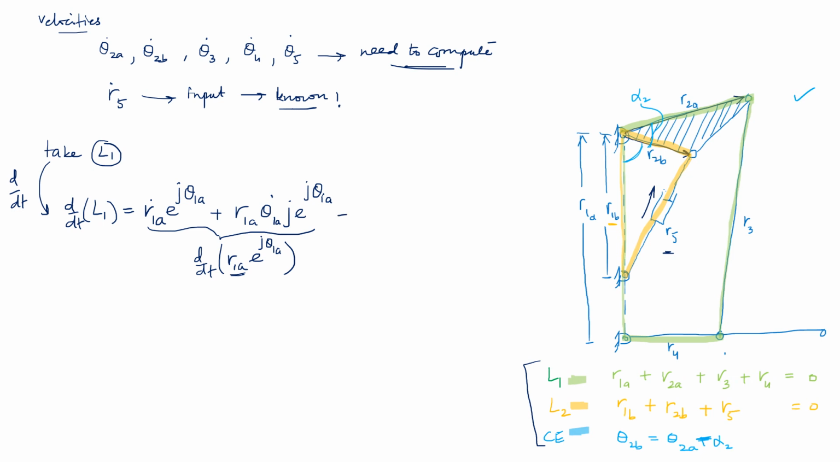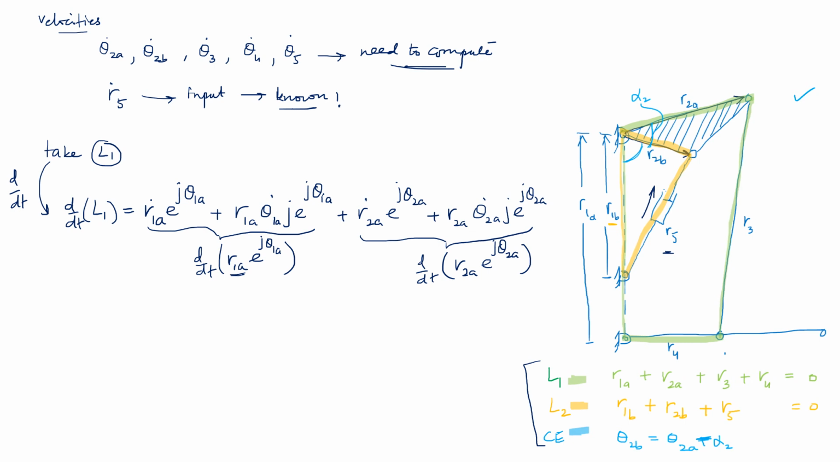And then you can add with the next term, which is R2a. This is going to be R2a dot e raised to power j theta 2a plus R2a theta 2a dot j e raised to power j theta 2a. So this whole is going to be the time derivative of R2a e raised to power j theta 2a.